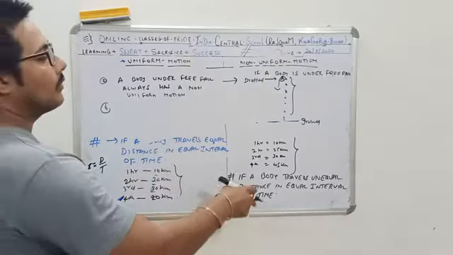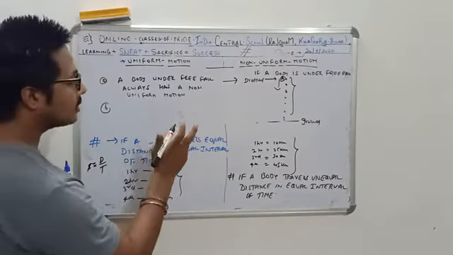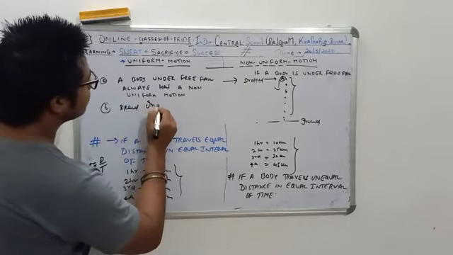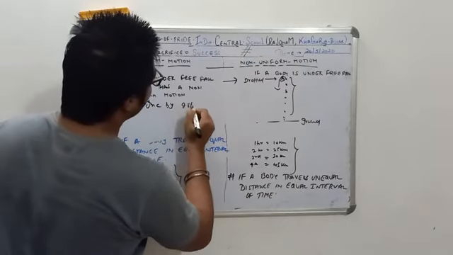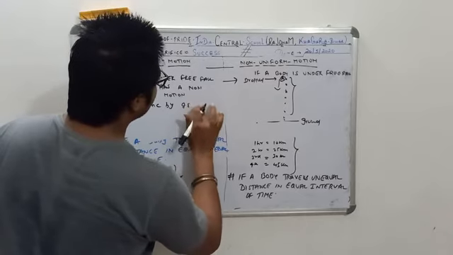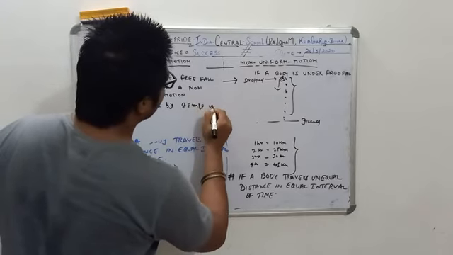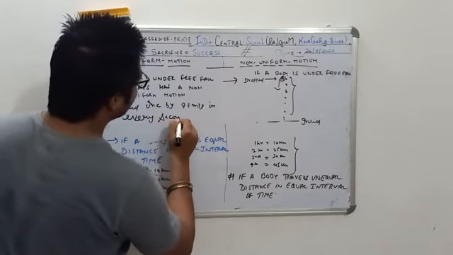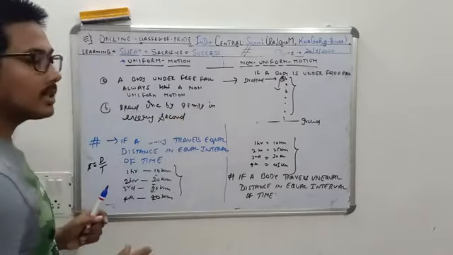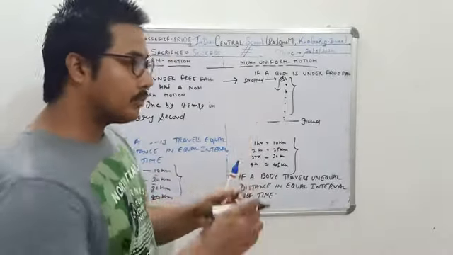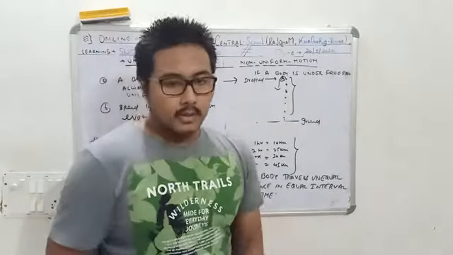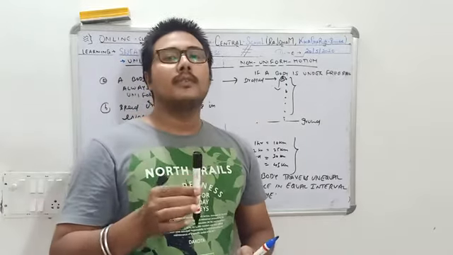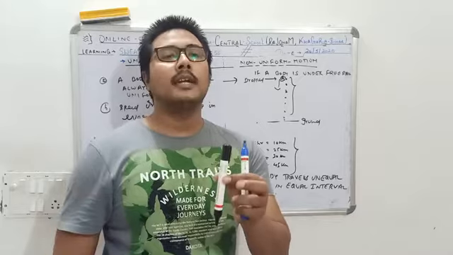What happens when the body is under free fall? Its speed increases by 9.8 meter per second in every second. That is when the body is under free fall. Suppose I take this body and drop it here. In every second, the speed of the body will increase by 9.8 meter per second.